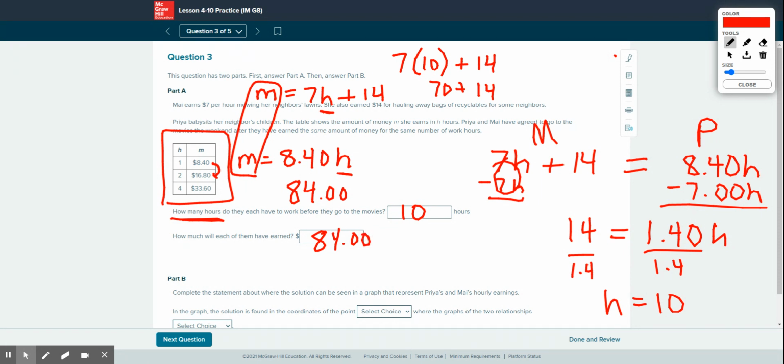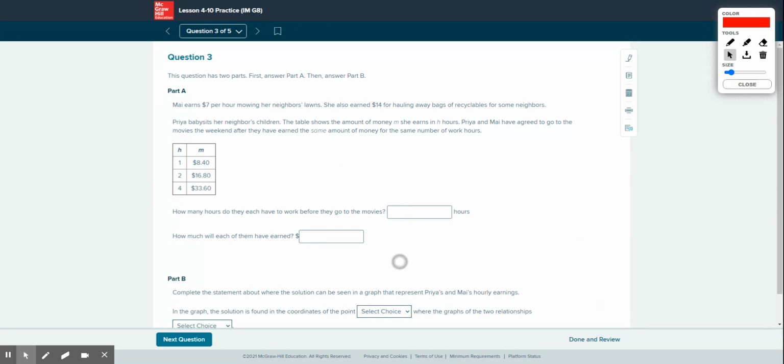They've worked for 10 hours. They have $84. Now they have the same amount. Now they can go to the movies. Whew, take a deep breath. Let's go down to the second part of the problem.